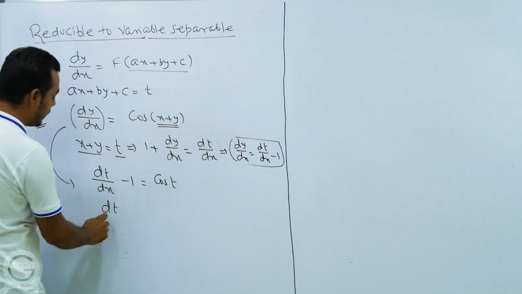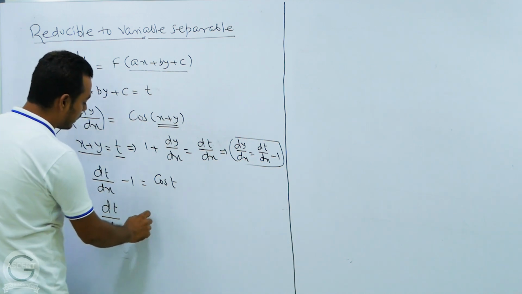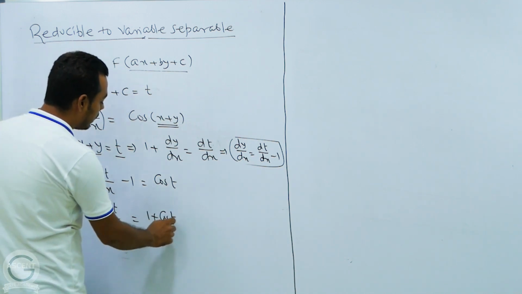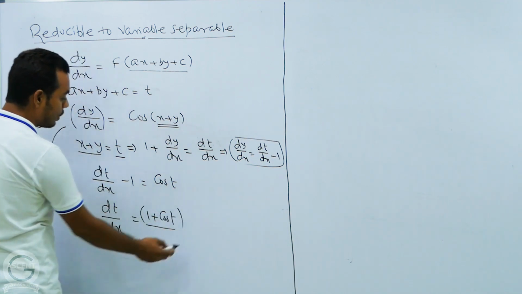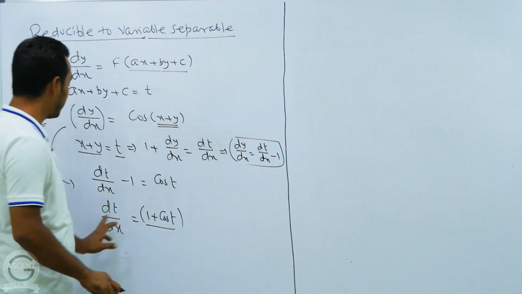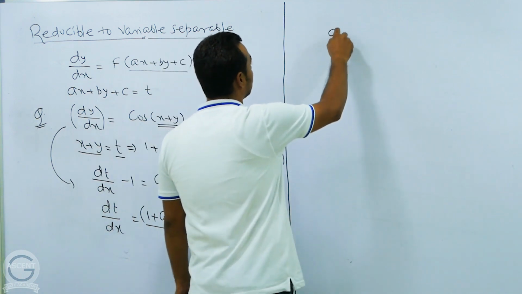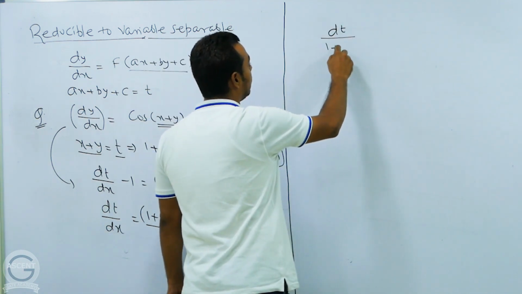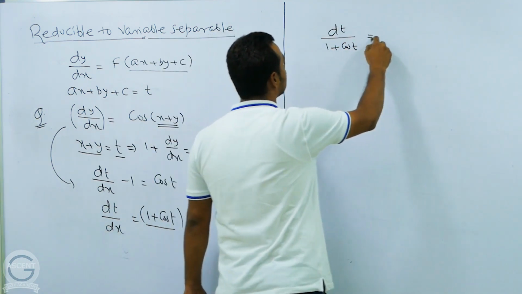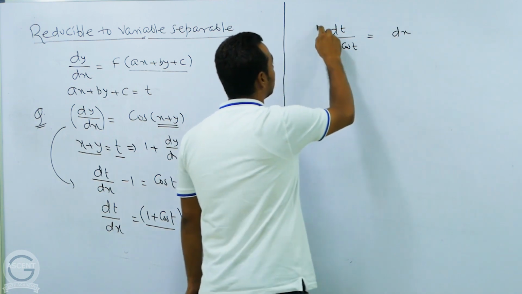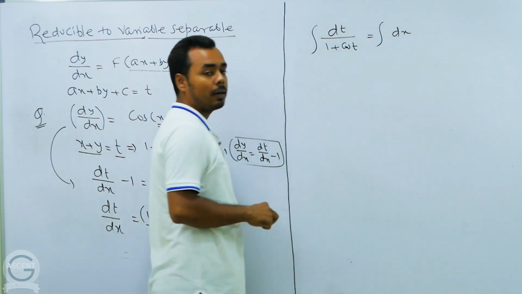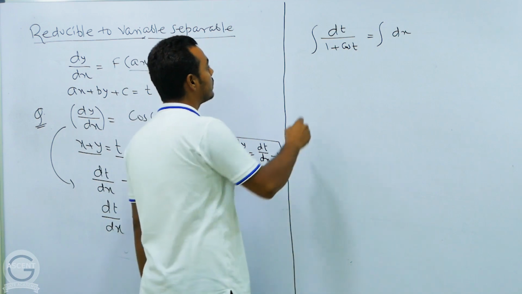So this means dt by dx will be 1 plus cosine t. Now you can see that you have this function of t here, so you can separate these variables. You can write the function of t with dt. So dt by 1 plus cosine t will be dx. Once you have separated the variables, you have to integrate both sides to get the solution.